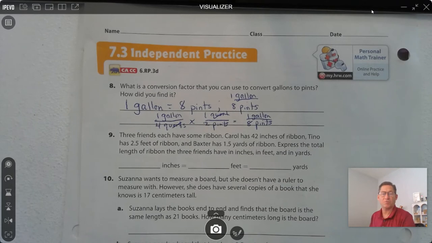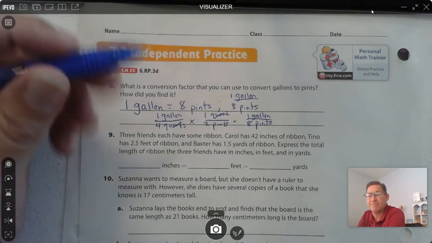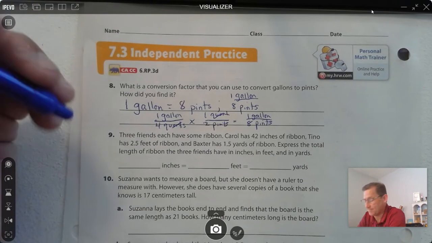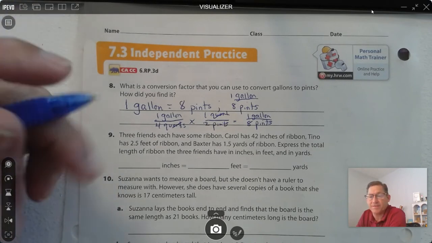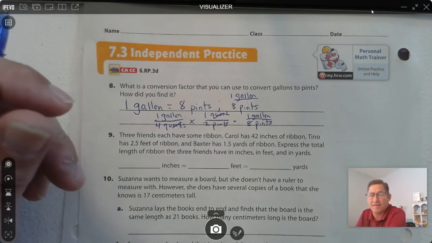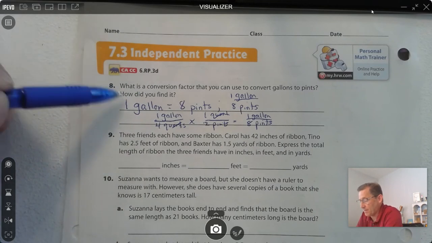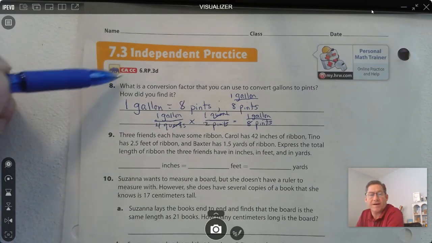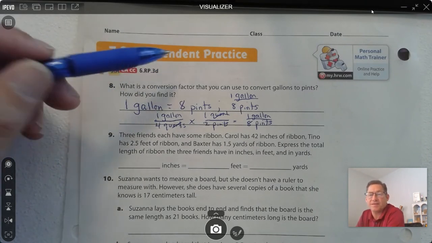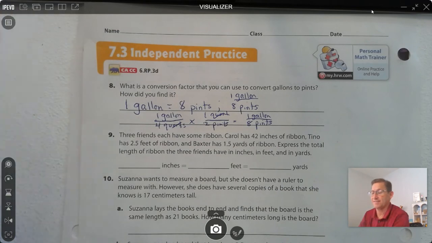Hello, everybody. So we're going to continue with lesson 7.3, the independent practice. We're on page 190 of the sixth grade Go Math textbook. And so I was doing some work here on number 8. It says, what is a conversion factor that you can use to convert gallons to pints?